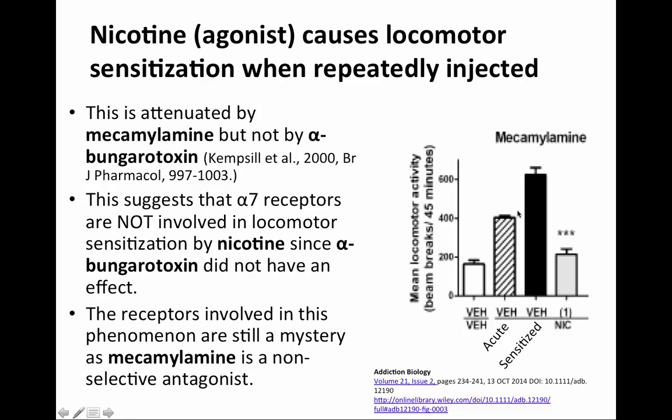Injection of mecamylamine attenuates the locomotor sensitization seen in the gray bar. However, an injection of alpha-bungarotoxin does not alter nicotine-induced locomotor sensitization. This suggests that alpha-7 receptors are not involved in this process. But since mecamylamine is a nonspecific antagonist, the receptors involved in this process cannot be identified using mecamylamine.